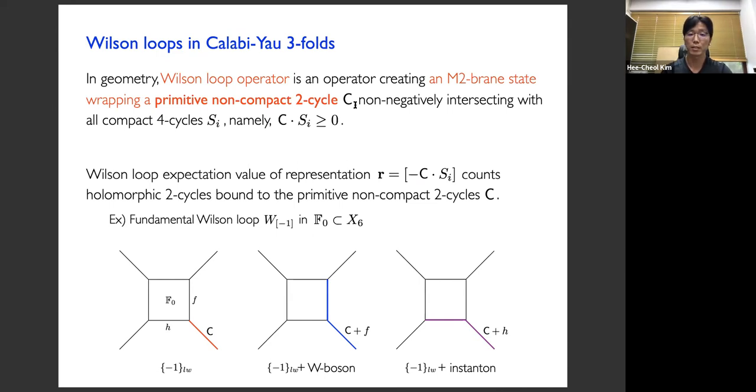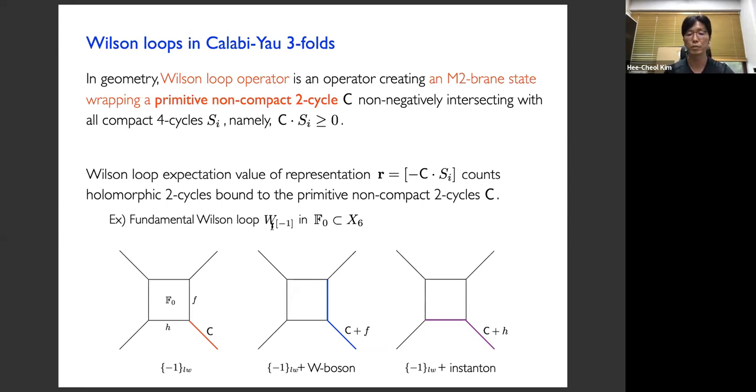So this primitive cycle actually determines the representation of this loop operator. We can define the representation as the electric charge for this primitive two cycle, which is given by the intersection with the compact four cycles. And the expectation value of this loop operator in geometry counts holomorphic two cycles bound to this primitive non-compact two cycle. So let me give you an example.